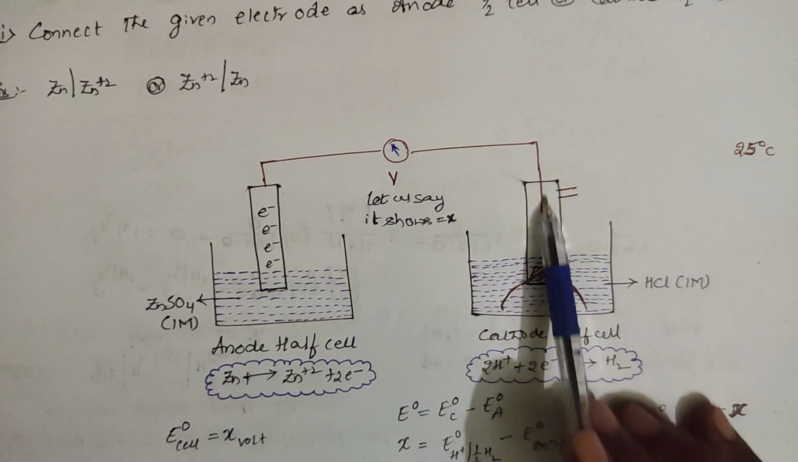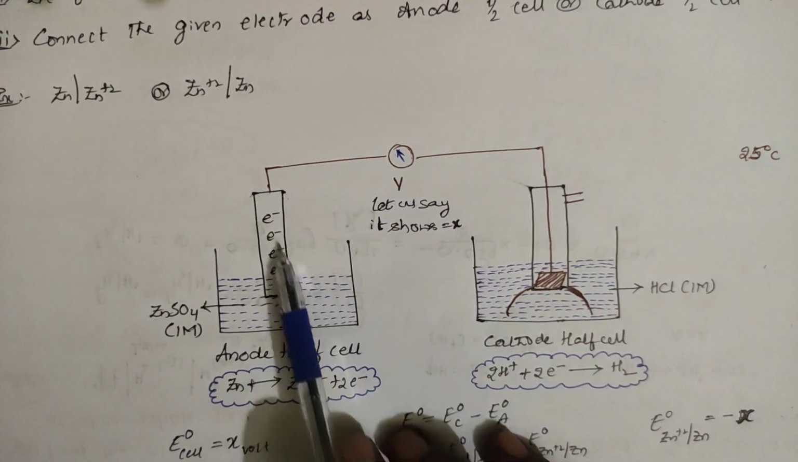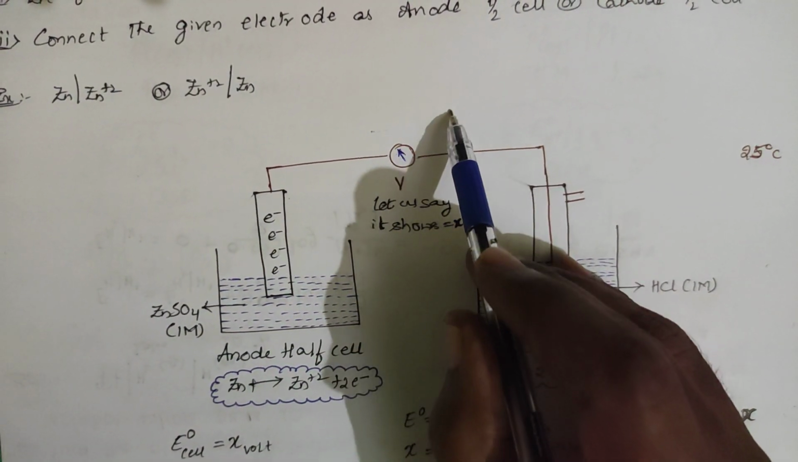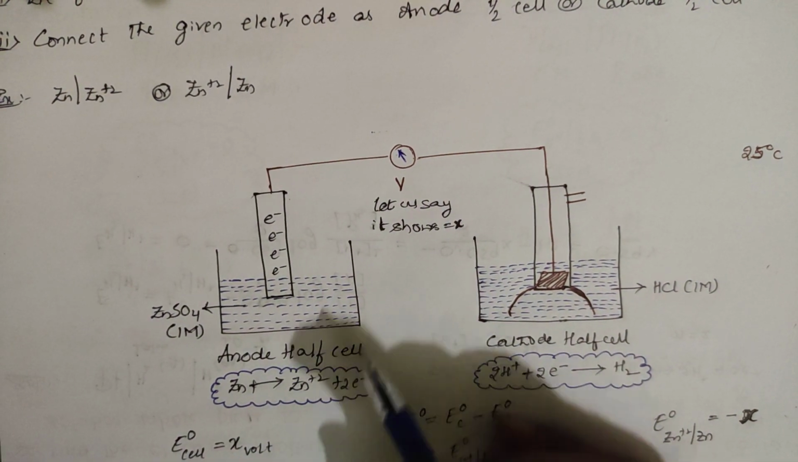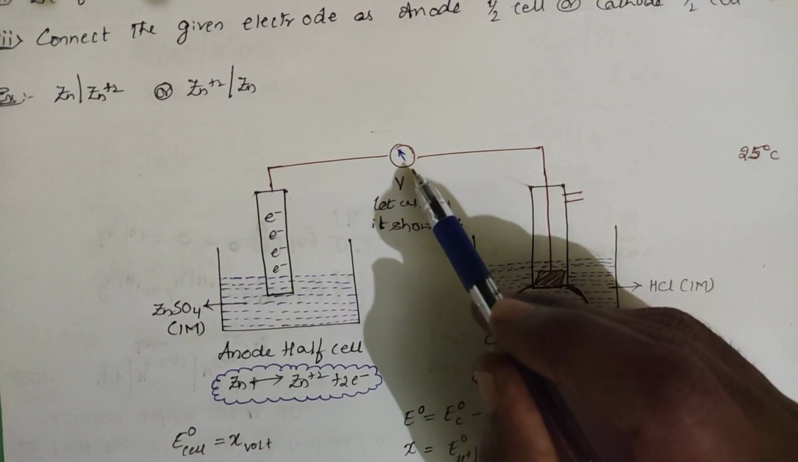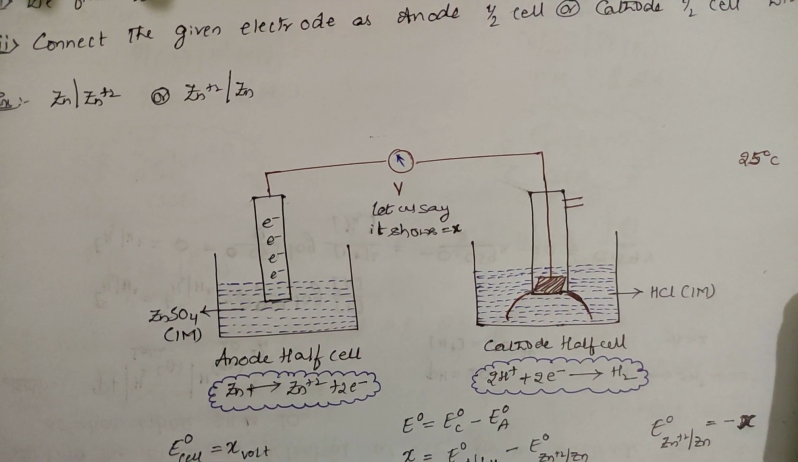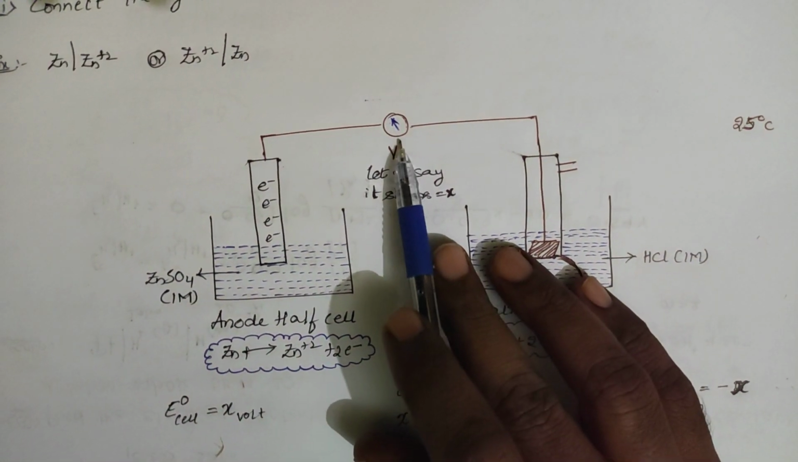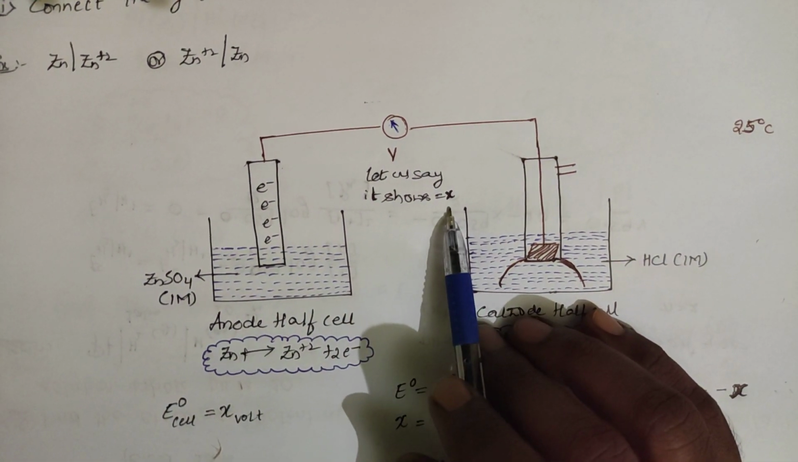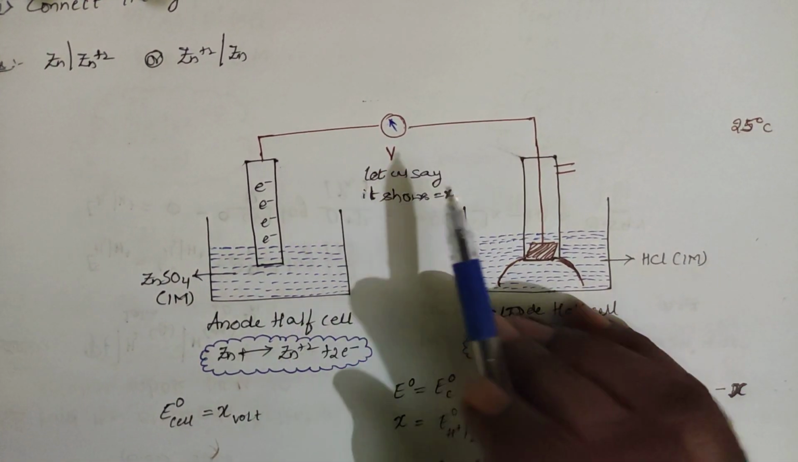Due to the movement of electrons, the current will flow in the opposite direction. Electrons are moving in this direction, and current flows in the opposite direction. So there will be some change in the voltage on the voltmeter. Whatever voltage you get here, that value we indicate with X. That is the electrode potential of that particular electrode.